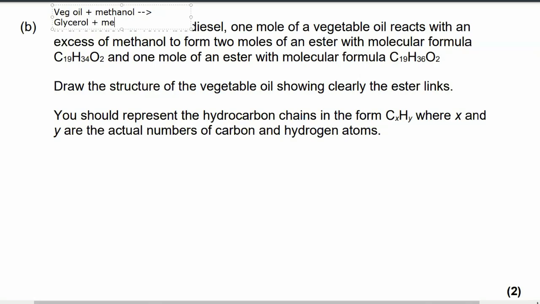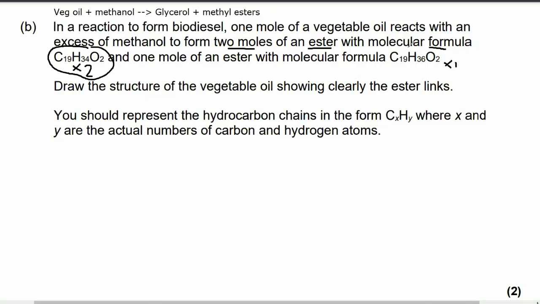It's a pretty laborious one to learn and loads of people don't. But essentially, vegetable oil plus 3 methanol, or excess methanol, is going to give us a glycerol molecule and some methyl esters, normally 3 methyl esters. And they've given us the 3 methyl esters here. We've got one which has the molecular formula C19H36O2 and two which have the formula C19H34O2. Now, those are the molecular formulas. Don't get that confused. That's not telling you the nature of the fatty acid chain. That's telling you three separate esters that are formed.